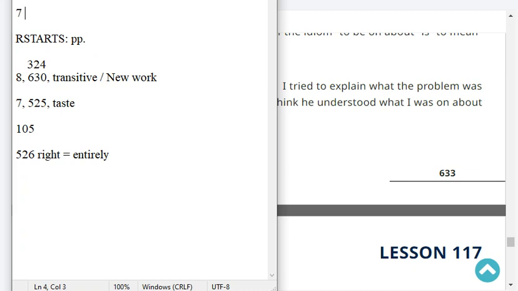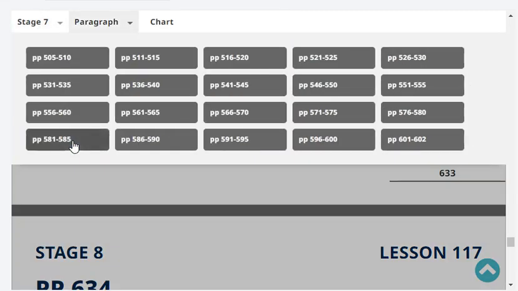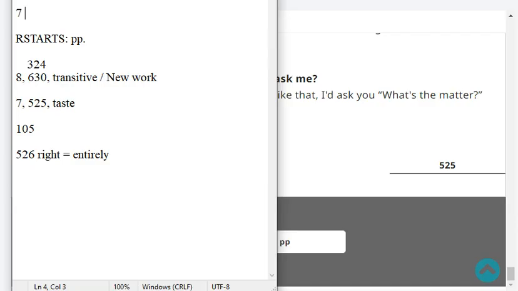Okay, so now let's move on to reading. Our reading is at stage 7, page 525, and the last headword was taste. Okay, please start at page 526.